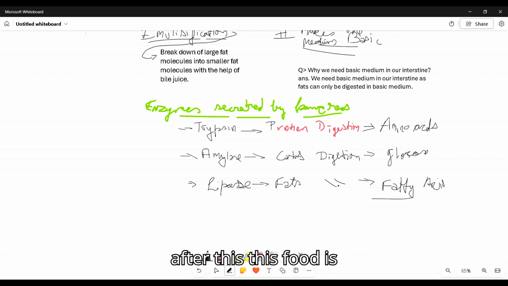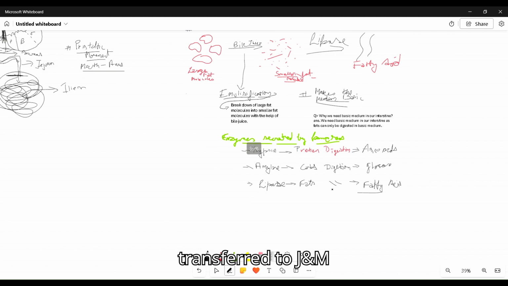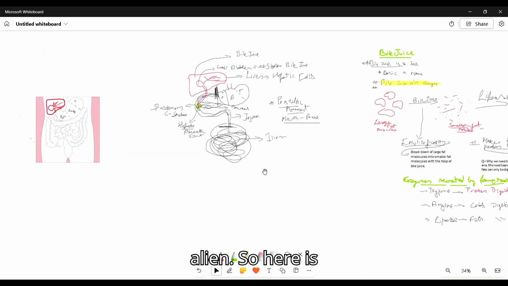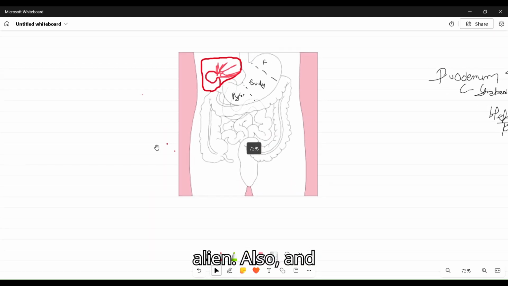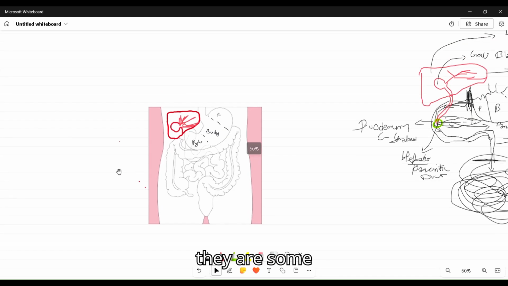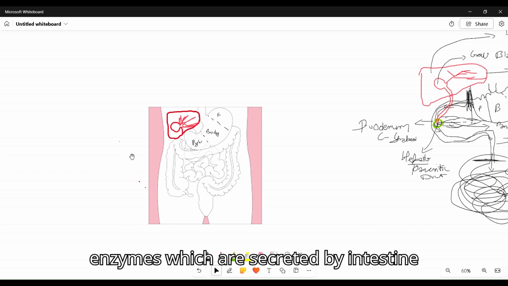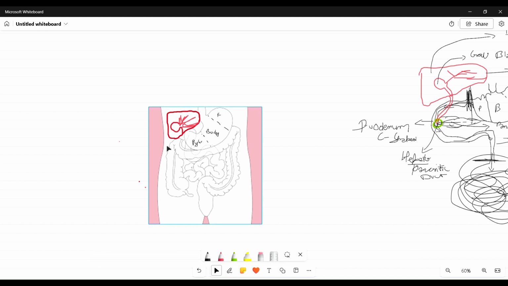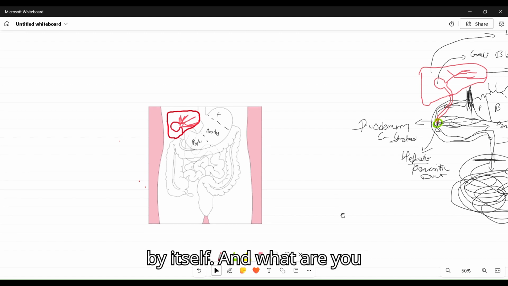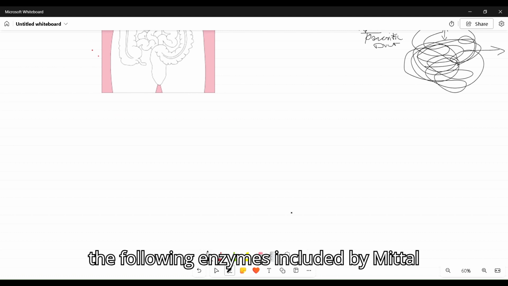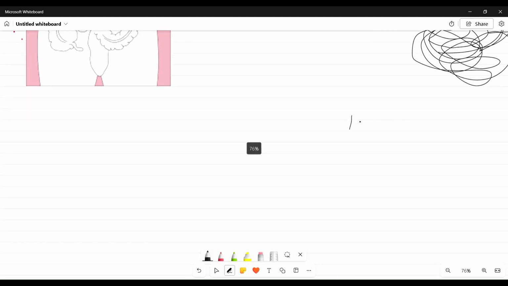Then after this, the food is transferred through the jejunum, and then it reaches the ileum. So here is the ileum. There are also some enzymes which are secreted by the intestine itself. The enzymes secreted by the intestine are the following.